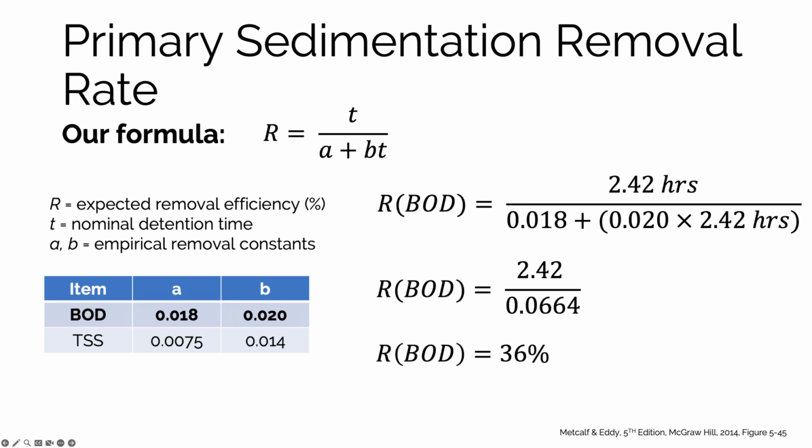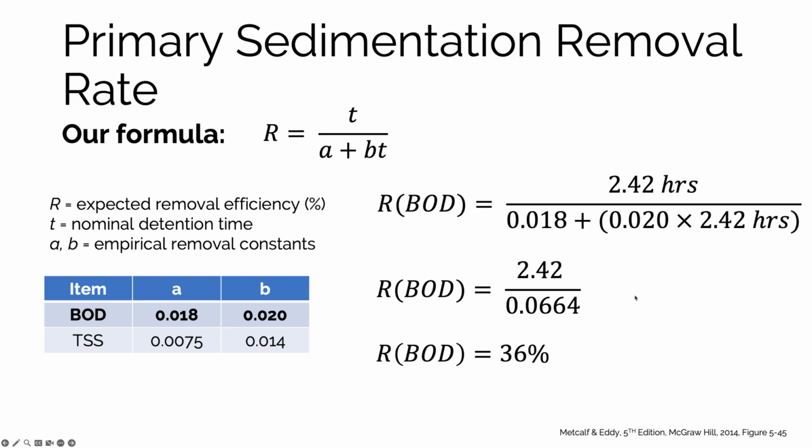A and B are actually empirical constants. Again, if you needed to do this on the test, you would be given them, but you could figure out, like if I'm trying to figure out what's the expected removal efficiency for BOD in a tank with detention time of 2.42 hours, I'd use my constants to do this math here, and I could expect that at least at reasonable temperatures, I'd have around a 36% BOD removal rate.